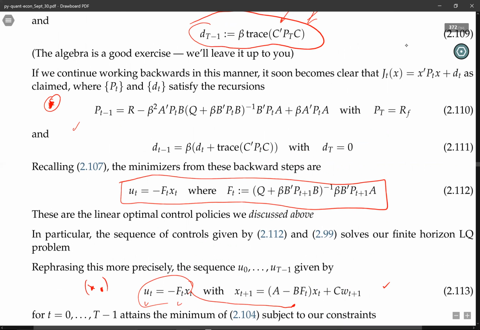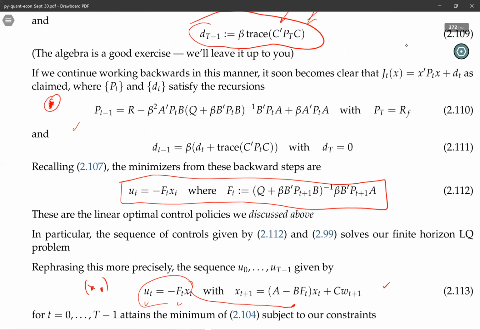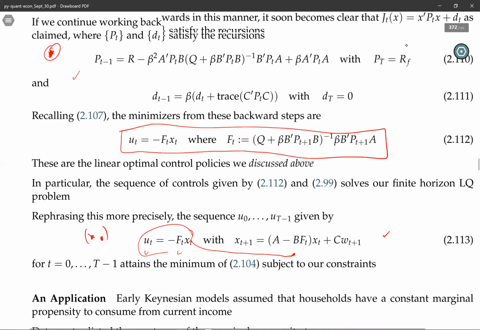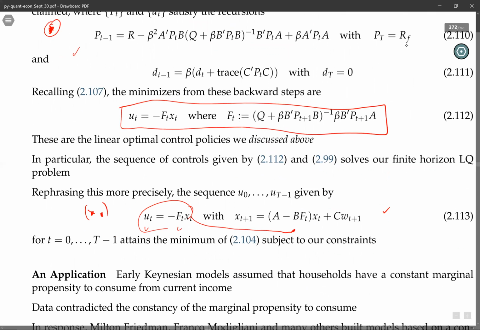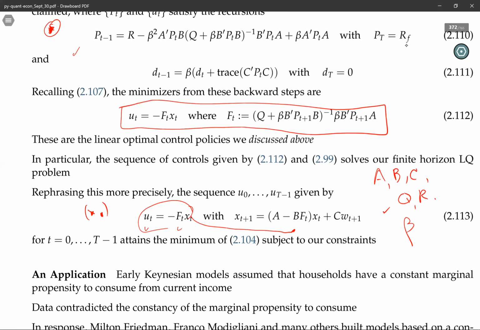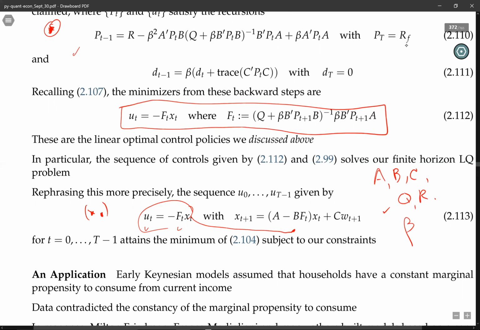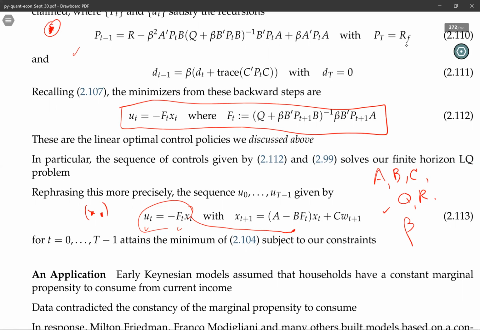So what's the takeaway from this? If I give you a problem that has a finite horizon, and I give you an A, a B, a C, a Q, and an R, and a beta, you can apply these formulas and compute the optimum decision rule. It's very powerful. And all we're using is linear algebra and backward induction. So let's go to this example that we want to talk about.